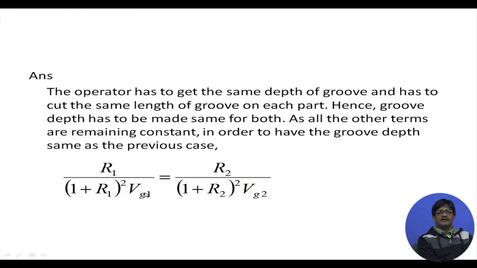In fact, from here itself we can understand, if the groove depth has to be the same and R has changed, velocity has to change in order to keep these two same. Why has R changed? Because he has reduced the abrasive mass flow rate from 1 kg per minute to 0.8 kgs per minute. So, R is changing. So, naturally, V has to change. So, let us have a quick look.